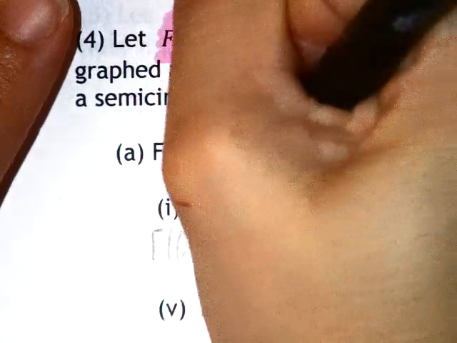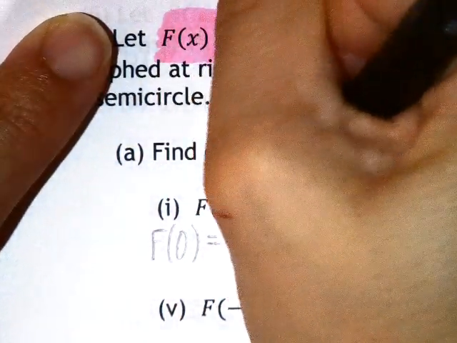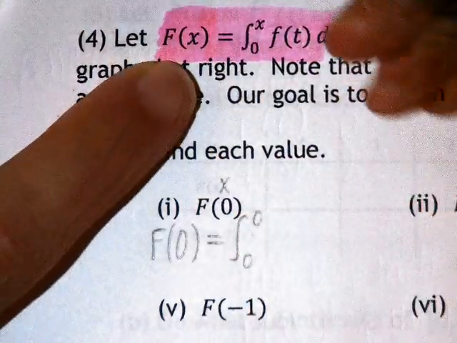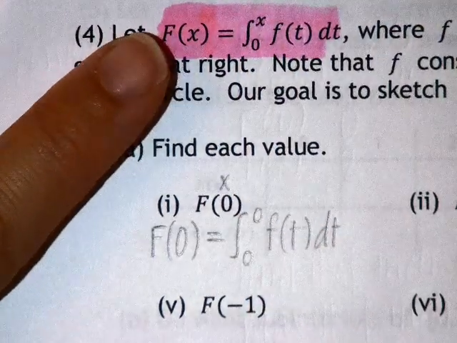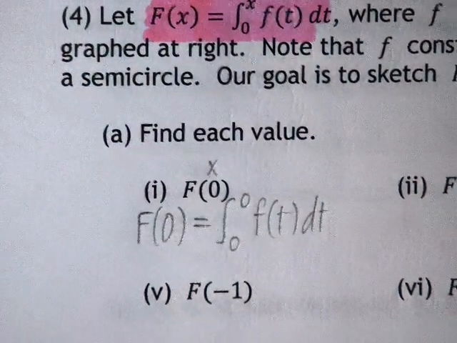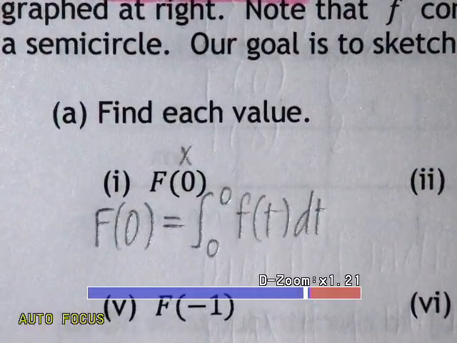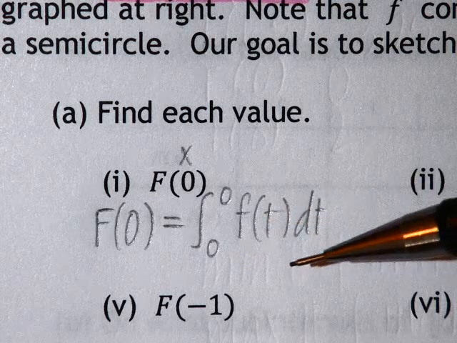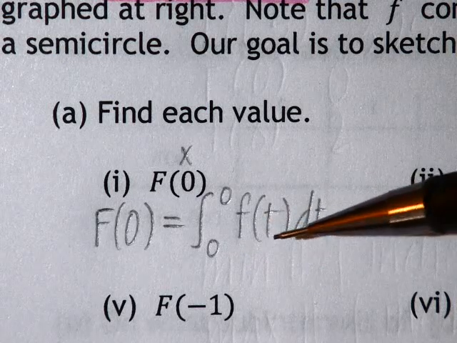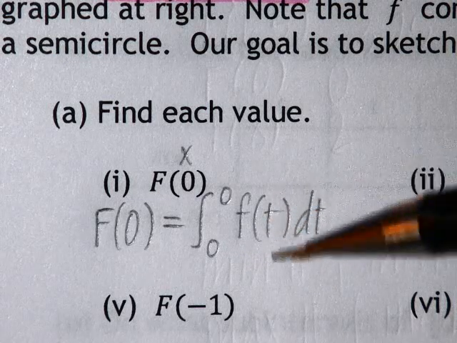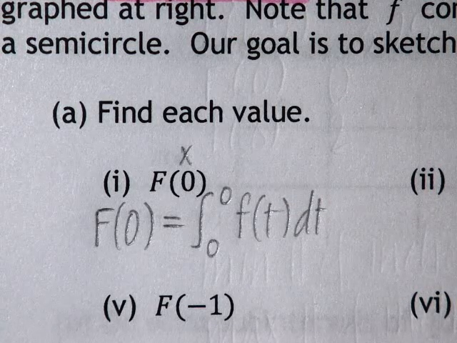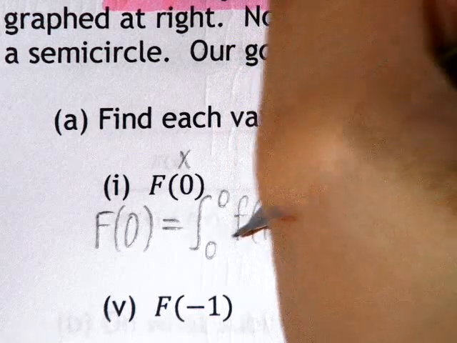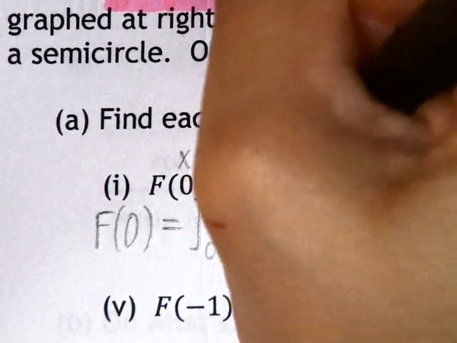So big F of 0 is, if I copy out the function, the integral from 0 to 0 of little f of t dt. Now I'm looking at this, figuring that I just need to figure out what that integral is. Remember, we don't know what little f is as a function. All we know about little f is that it's an area under some sort of curve that they gave us in a picture.